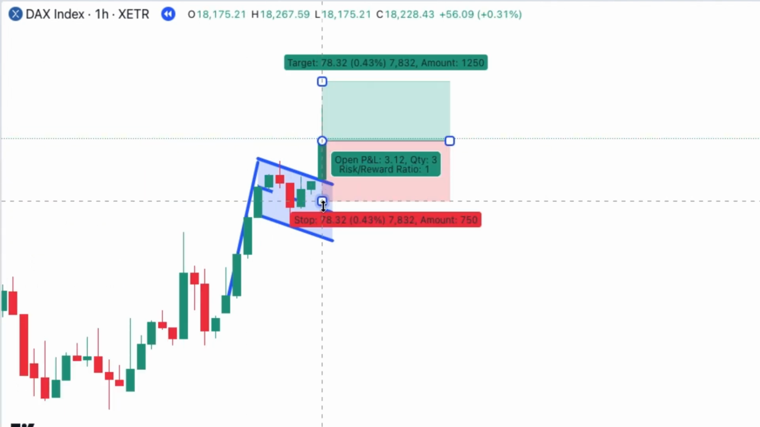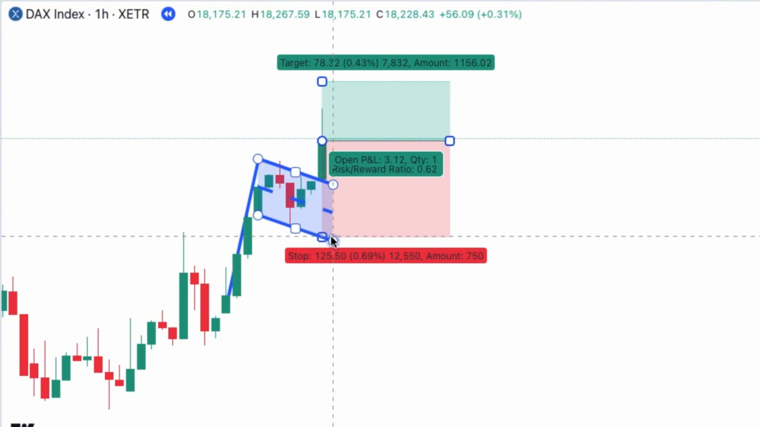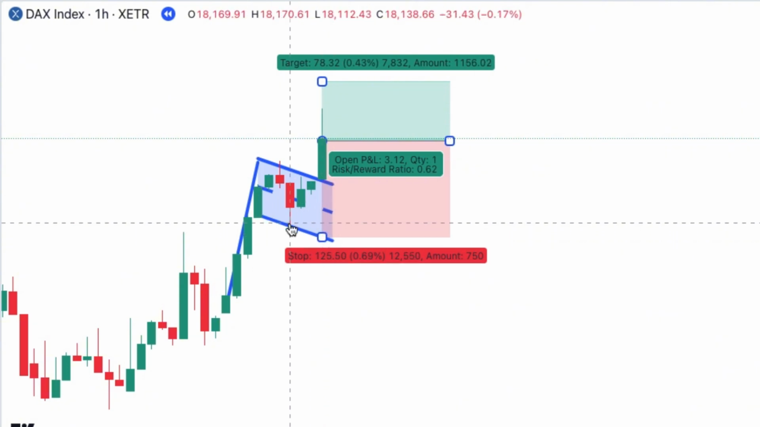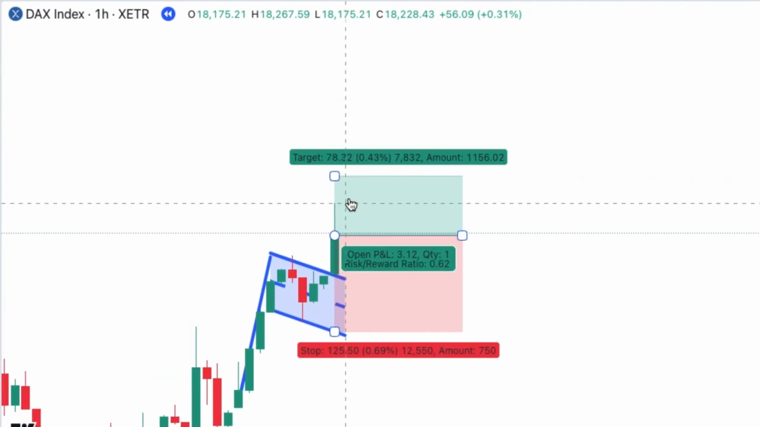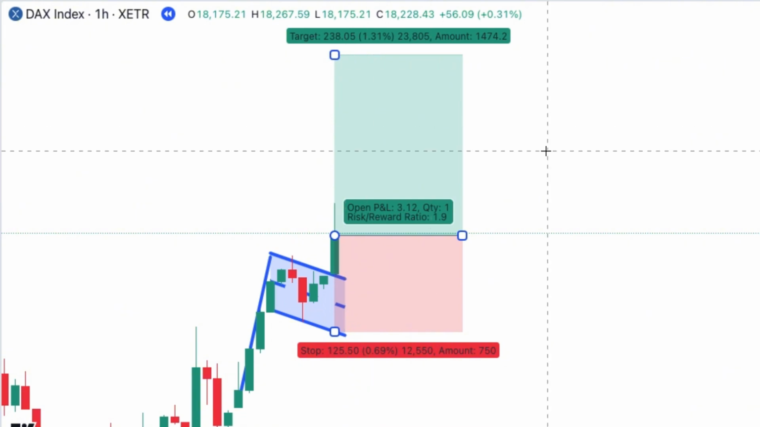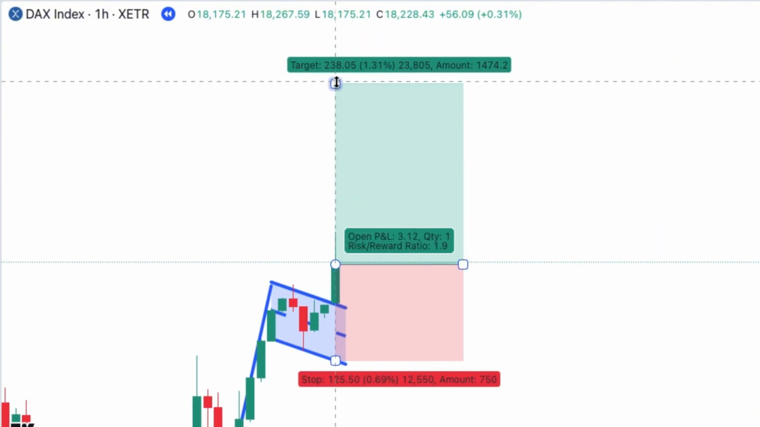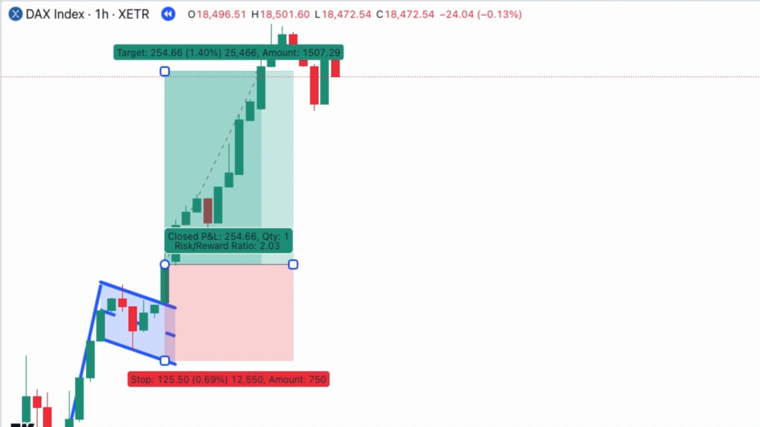So where do we set our stop? Well, as I said before, flags help you to quantify your risk. So we place it just below the low of the flag, and this keeps our risk controlled, and it also keeps our structure in place. And for our target, we use a 2-to-1 risk-reward ratio, which means our potential profit is double our risk.